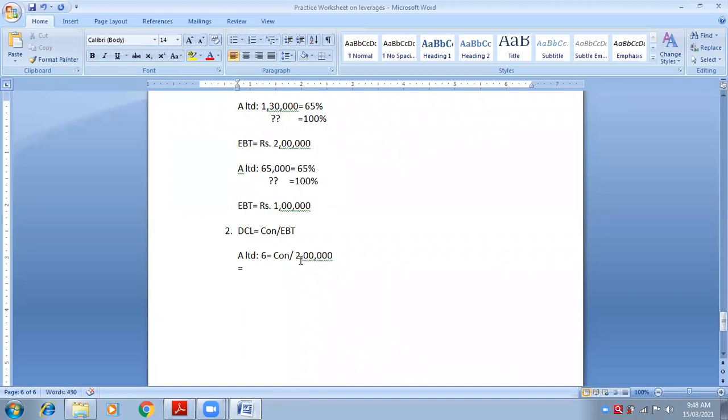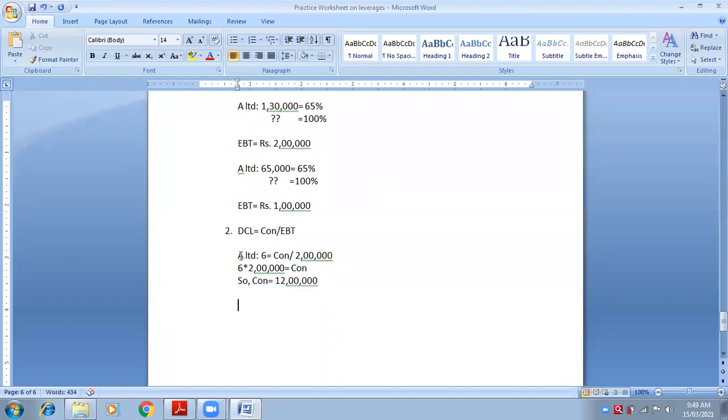This divided by 2 lakhs will go to the opposite side of the equals sign and will be converted into multiplication. So 6 into 2 lakhs is equal to contribution. Therefore, contribution is equal to, now tell me, 12 lakhs. Very good. Contribution is equal to 12 lakhs. This is A Limited.